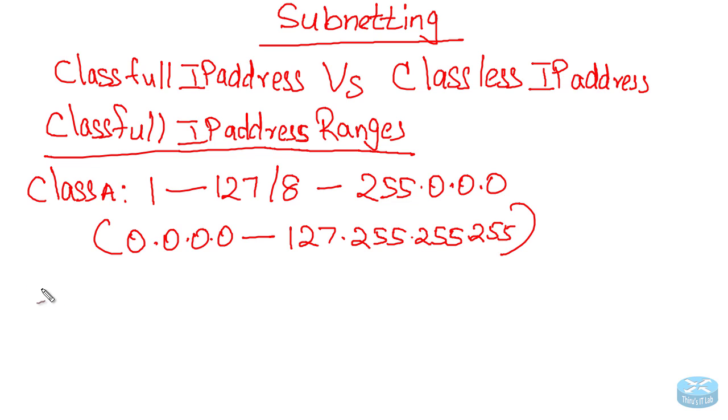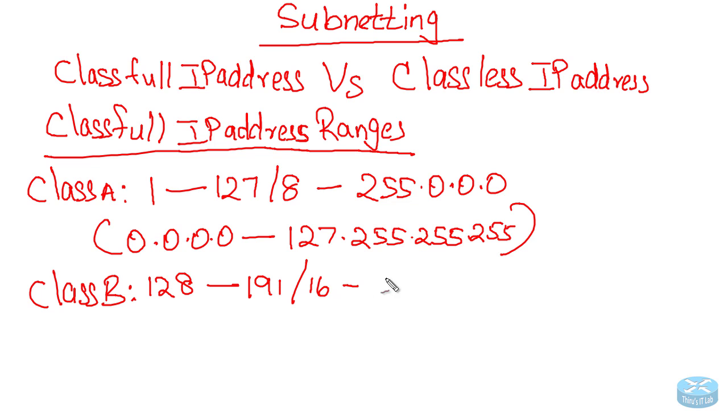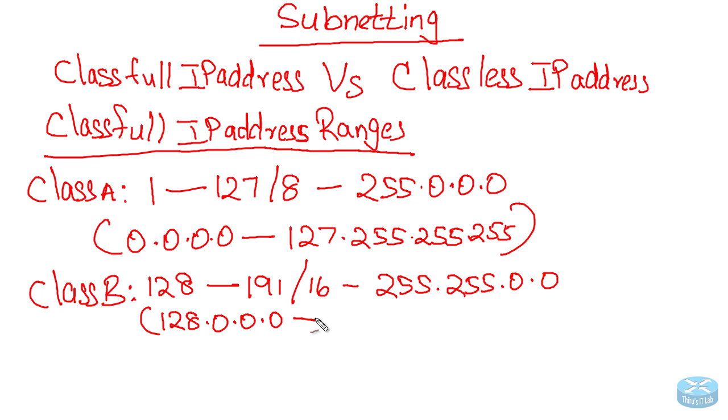Then we go on to the Class B IP address ranges. That's from 128 to 191 with 16-bit mask. You can write the 16-bit mask like 255.255.0.0, and the ranges for Class B would be 128.0.0.0 to 191.255.255.255.